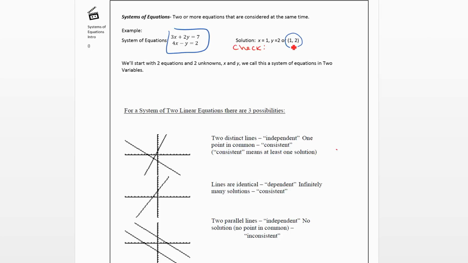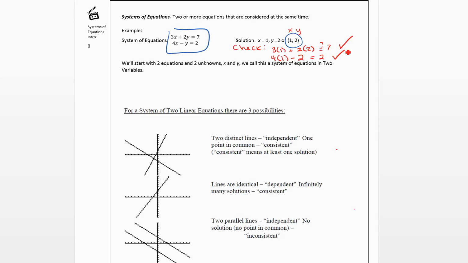We'd plug 1 in for x and 2 in for y into each of the equations separately. So for the first one, we would do 3 times 1 plus 2 times 2, which is y, equals 7. Is that true? Well, 3 plus 4 is 7, so that works. Now it also has to work in the second one. Is 4 times 1 minus 2 equal to 2? Well, yes it is. 2 equals 2. So that is a solution.